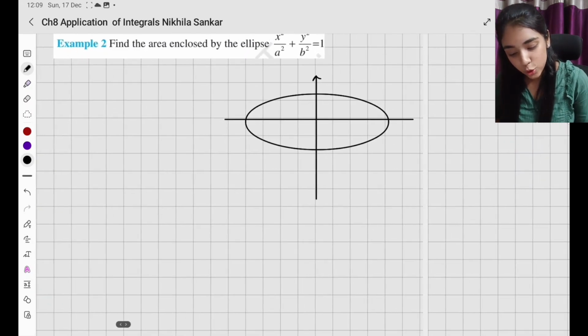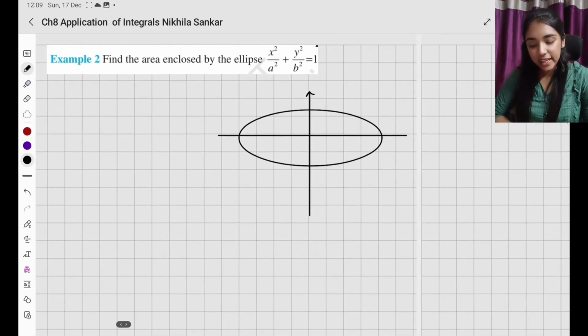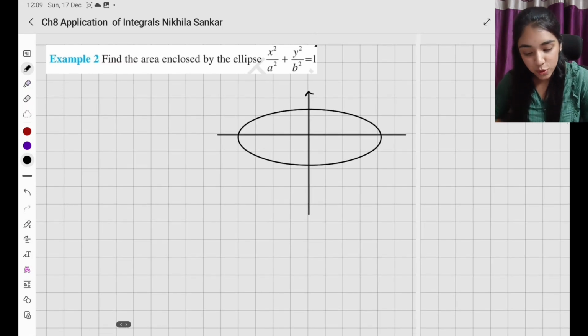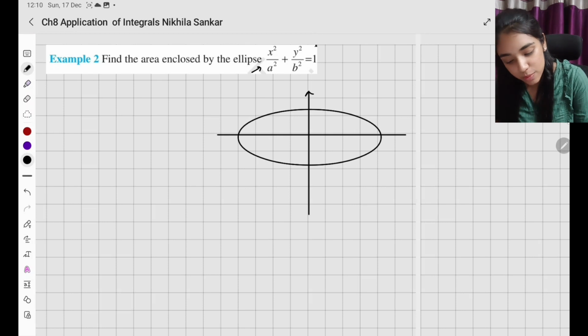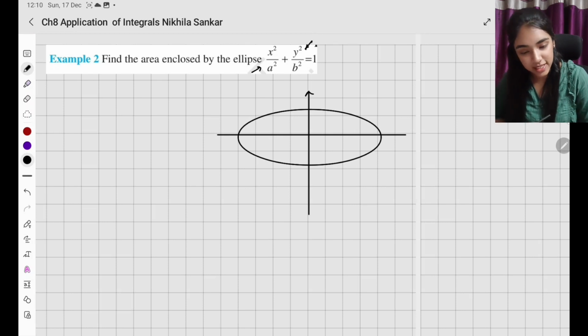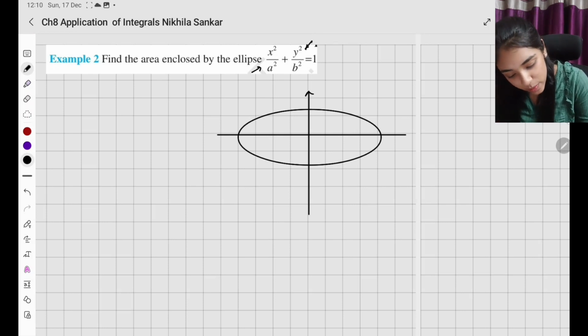Now, example 2. Find the area enclosed by the ellipse. The ellipse is given as x square by a square plus y square by b square. Let me take this to be my major axis and this to be my minor axis. Now x square by a square, this particular point is going to be a comma 0 and this is going to be minus a comma 0.